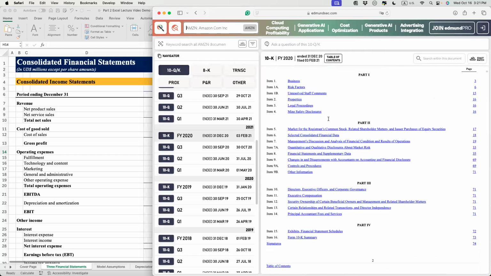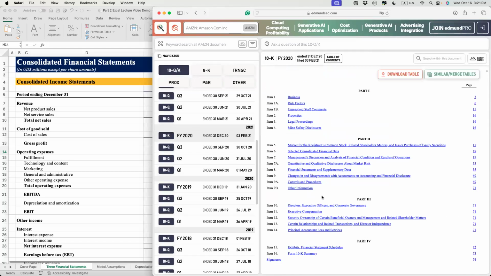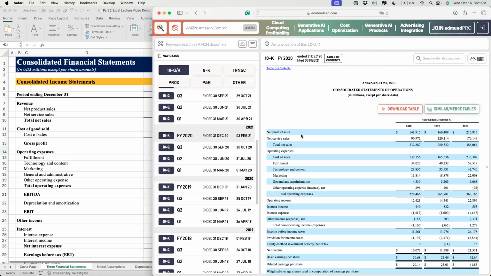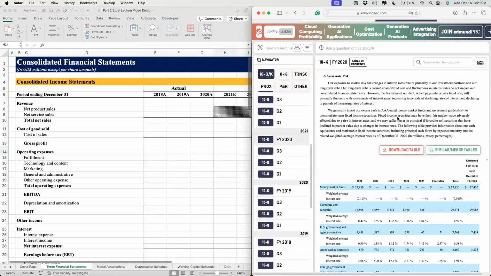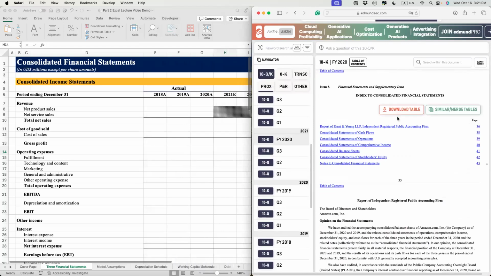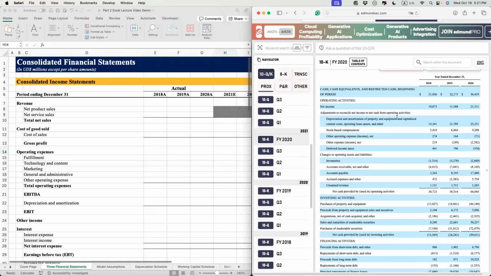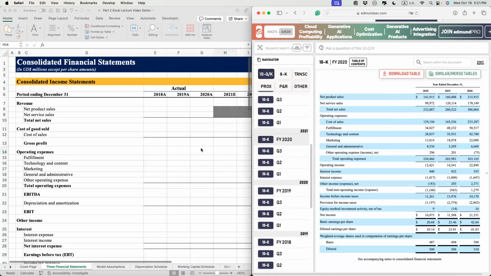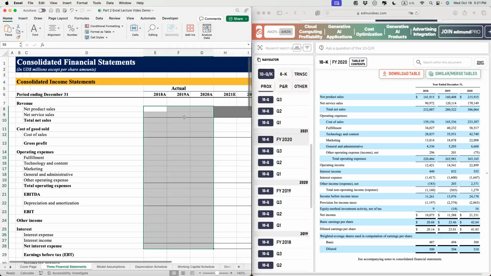Let's go ahead and locate the financial statements for fiscal year 2020. So, financial statements. And then we're going to locate the consolidated statement of operations. So basically what we're going to do here is go ahead and input values for historical years, and then we're going to start making assumptions based on the historical numbers.